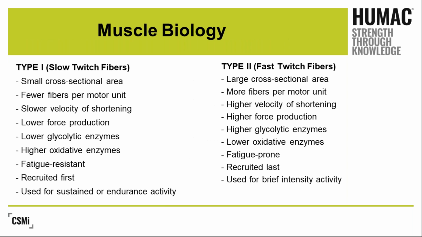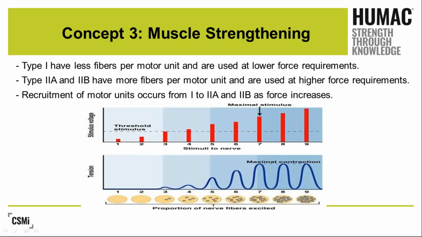And again, our slow twitch fibers have fewer fibers per motor unit. They fire at a lower or slower force velocity. They have lower force production. As we go into fast twitch, we go into higher force production. They're used for brief, intense activities, and they are very much fatigue prone, whereas our slow twitch are fatigue resistant. So here's the key that we have to pay attention to.